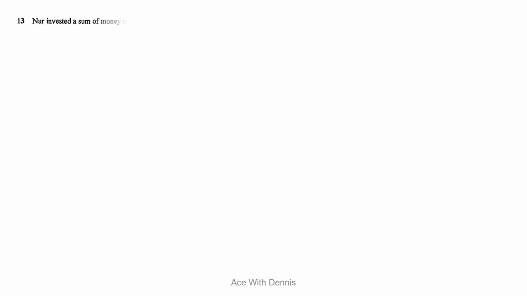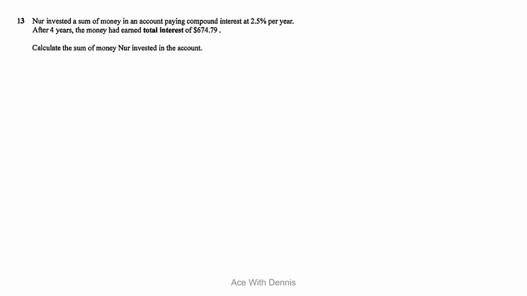Question 13. Nur invested a sum of money in an account paying compound interest at 2.5% per year. After 4 years, the money had earned total interest of $674.79. Calculate the sum of money Nur invested in the account. 3 marks. So this question is a compound interest question.